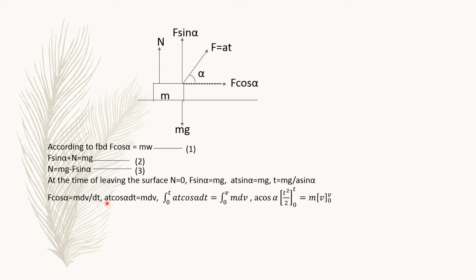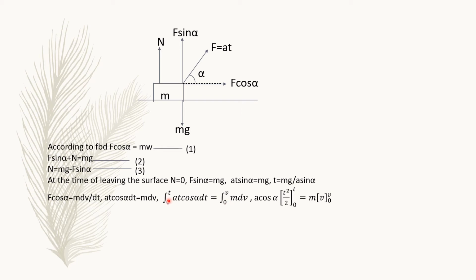So the F value is at. So at cos alpha into dt is equal to m into dv, taking the dt term to this side. Integrate this term: the integration of at cos alpha dt is equal to the integration of m dv. The limit is from 0 to t on this side and from 0 to v on this side.